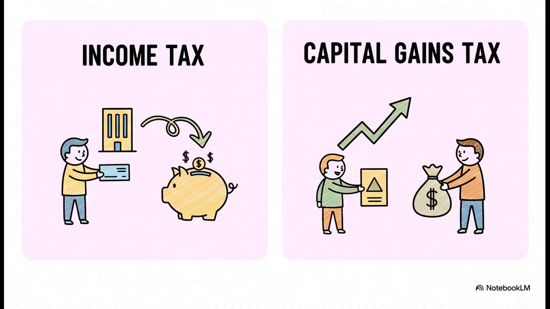All right, next up, the two main ways the government taxes your money. First, you've got income tax. This is the one we all think about. It's the tax on your salary, your wages, any interest you earn. But then there's capital gains tax, which is different. That's the tax you pay on the profit you make when you sell something valuable, like a stock or a house. It's basically a tax on your investment profits.